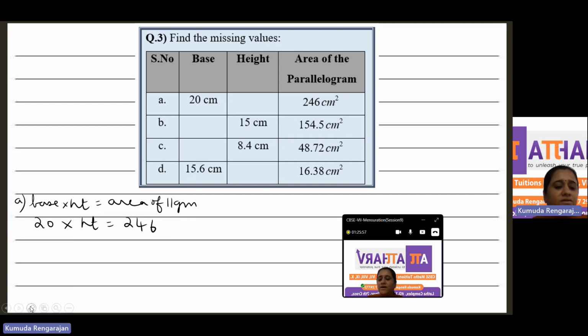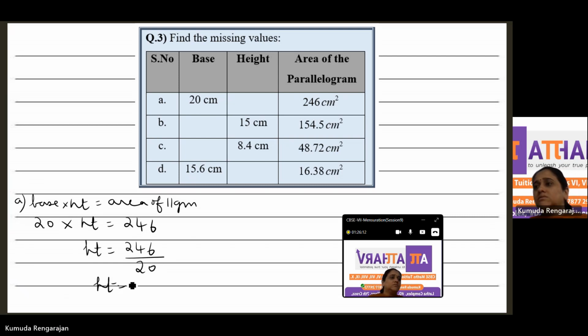So then how will you find height? Height is equal to 246 divided by 20. Why you don't know, Navneet? Then you didn't say, and you only said almost. Height, second. So 246 divided by 20. Find out 246 divided by 20.